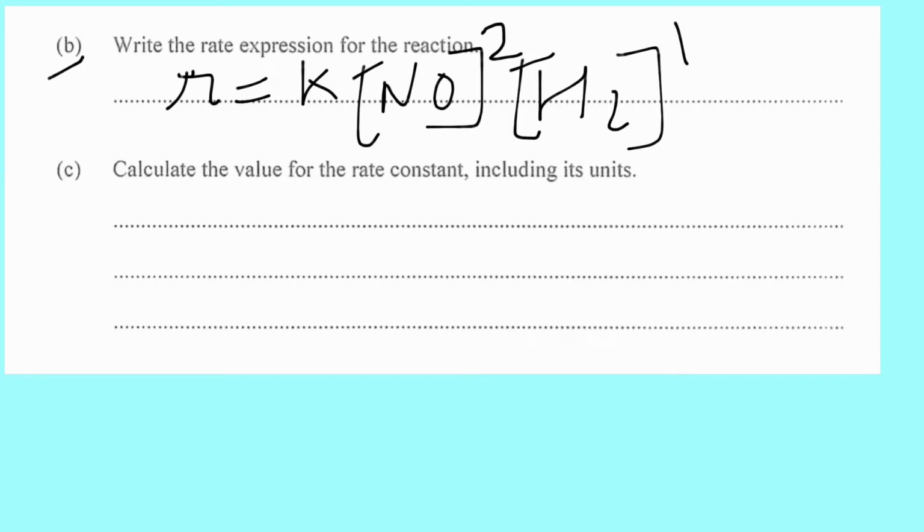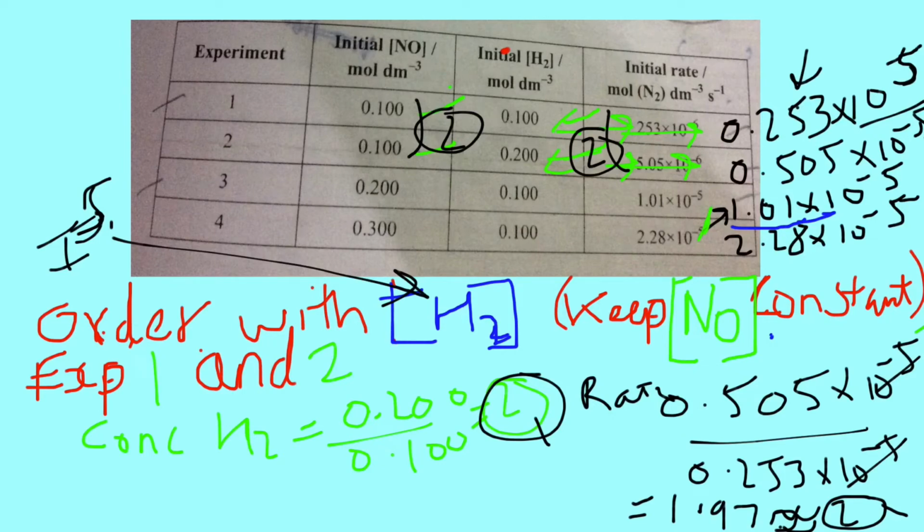Now the further one: calculate the value of rate constant including its unit. So here we have to just substitute the values in this equation. This is the main equation where you will just substitute the values, but you have to consider them from the same experiment, whatever you are considering. So we will consider experiment number 1. So experiment number 1 is this. We will put all the values here from experiment number 1 and we will find the answer.